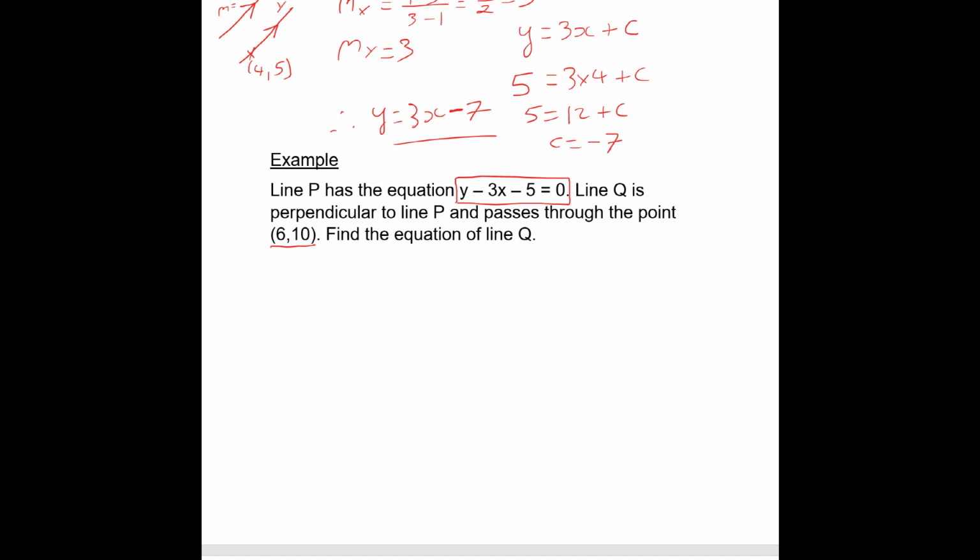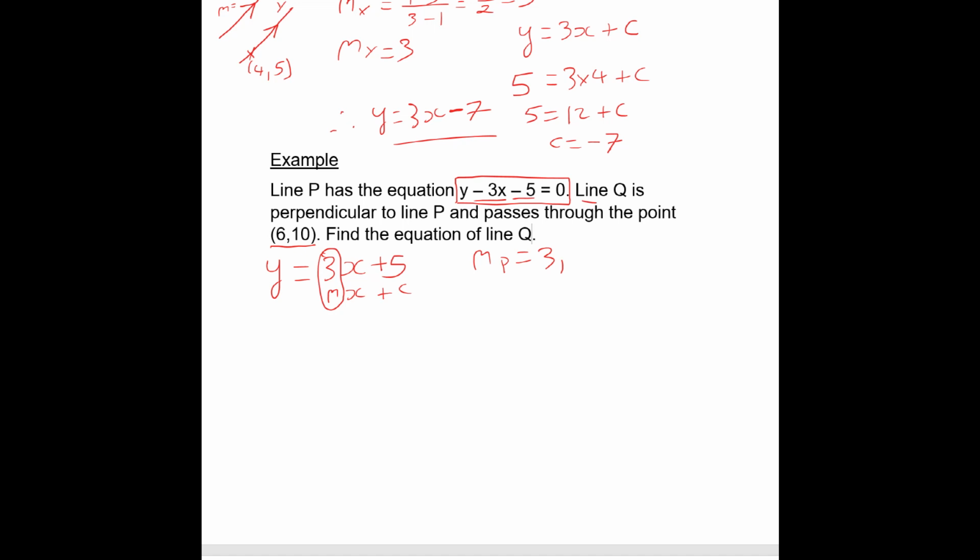The first thing we need to do is write down the equation of line P in the form y equals mx plus c. To do this, I'm going to add 3x and 5 to both sides. This will give me y equals 3x plus 5. So now my equation of line P is in the form y equals mx plus c. So I can see the gradient of P is 3, and I can see the y-intercept of P is 5, but that doesn't really help us here.